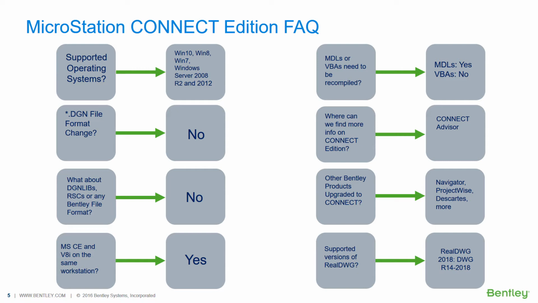The supported operating systems are any 64-bit Windows operating system. These would be Windows 10, Windows 8.1, Windows 7 64. We also support the server operating systems and are currently in the process of confirming and certifying the Server 2016 operating system. We did not change the DGN file format. We don't do that. We've only changed it once back in 2000, and we don't have any plans on changing the DGN file format in the immediate future. As well, the DGN libs and other file formats inside MicroStation did not change. So your RSC files that you might use for line styles or for fonts, those are all the same.